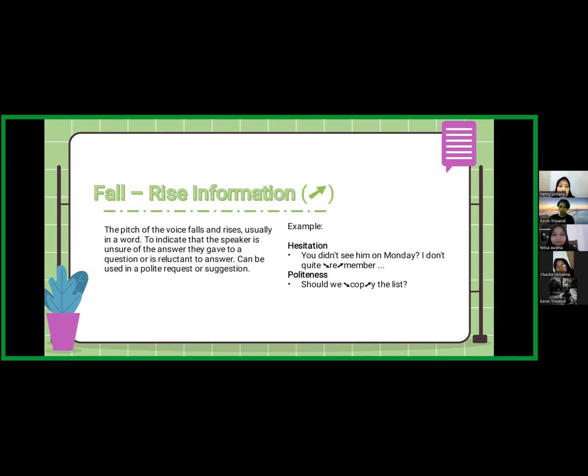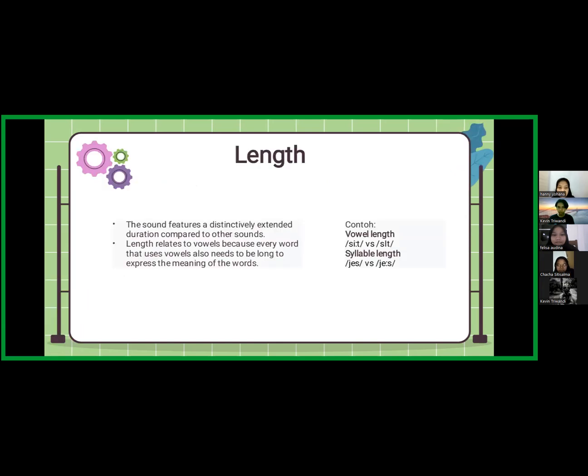And the next, length. Length or quantity is a feature of sounds that have distinctively extended duration compared with other sounds. Length is related to vowels because every word that uses vowels also needs length to express the meaning of words. And the length of sounds, syllables and words is variable and used for linguistic purposes.